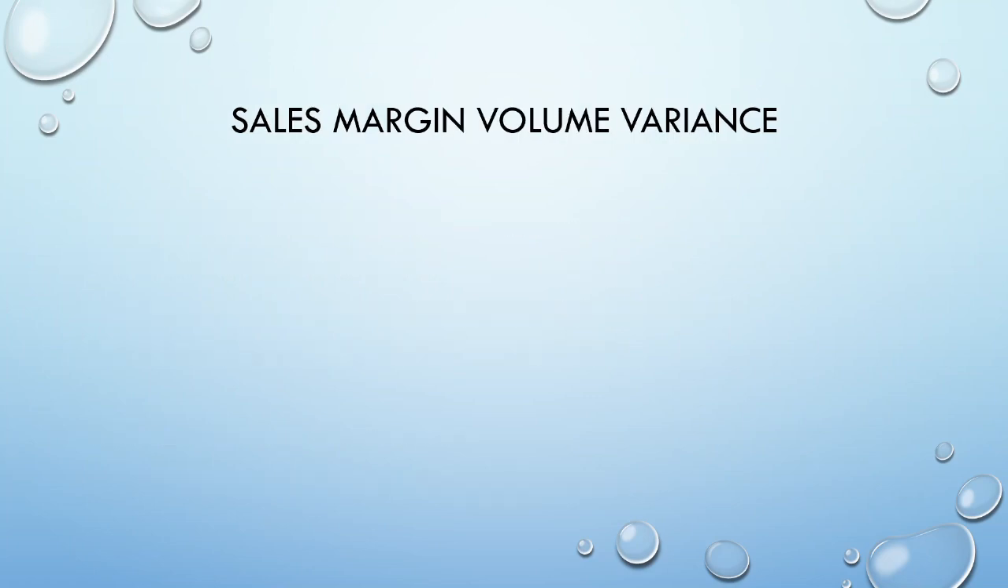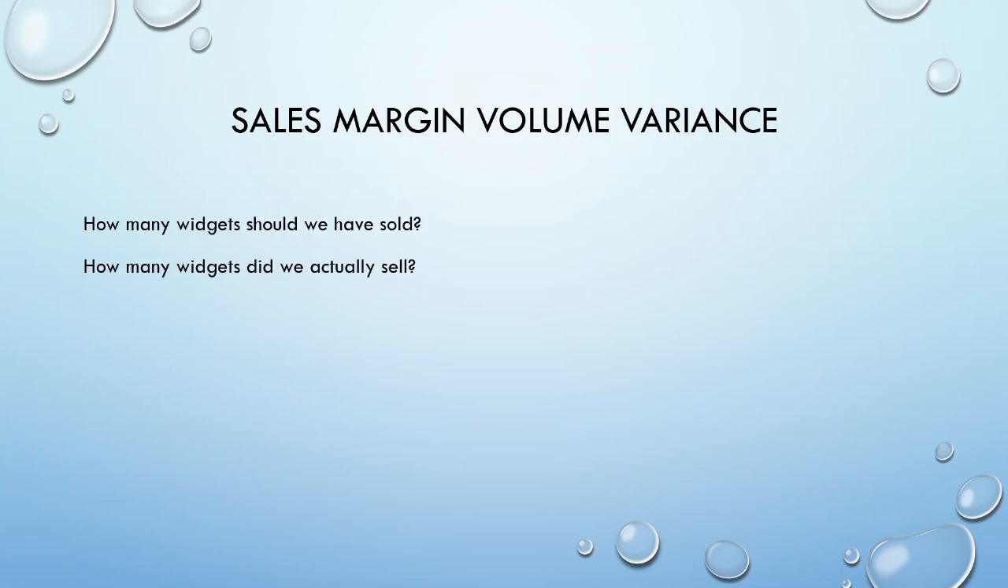Our next variance then is our sales margin volume variance. For this variance, we are comparing how many widgets we should have sold to how many widgets we actually sold. Notice that unlike the production variances, we are not using the flexed budget. Rather, we are directly comparing the original or static budget to the actual. Therefore, the widgets we should have sold would be the budgeted widgets of 10,000.